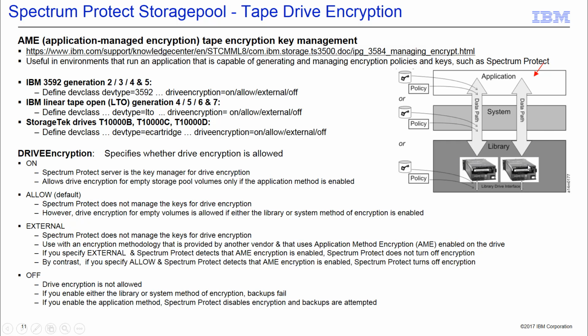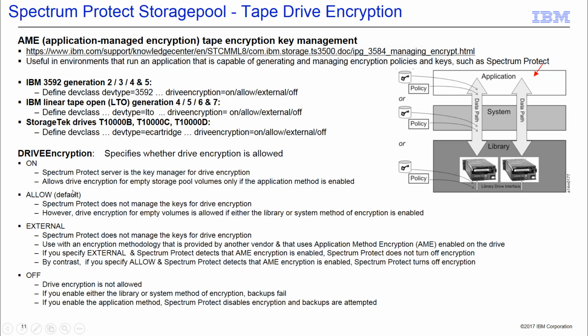And that's why, for our IBM 3592 Generation 2, 3, 4, and 5, as well as our LTO Generation 4, 5, 6, and 7, as well as the StorageTek devices B, C, and D, when you're doing the define devclass, you can optionally set the drive encryption to either on, allow, external, or off. If it's on, then the Spectrum Protect server is going to be the key manager for the drive encryption. And this allows drive encryption for empty storage pool volumes only if the application method is enabled.